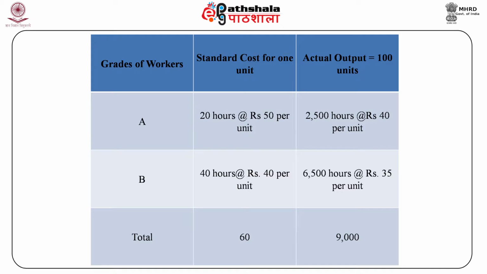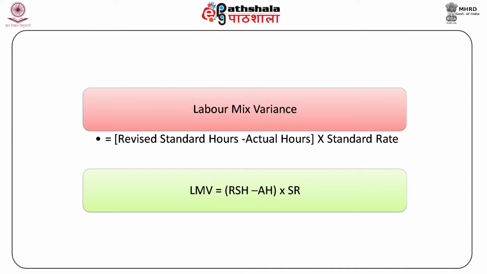From the data given earlier in the first question, let us calculate labor mix variance and labor sub-efficiency variance. Let us make the basic calculation by making the labor input cost comparable for the actual output produced. Labor mix variance would be equal to revised standard hours minus actual hours into standard rate. RSH for A is equal to 2000 upon 6000 into 9000, which is 3000 hours. RSH for B is equal to 4000 upon 6000 into 9000, making it 6000 hours.